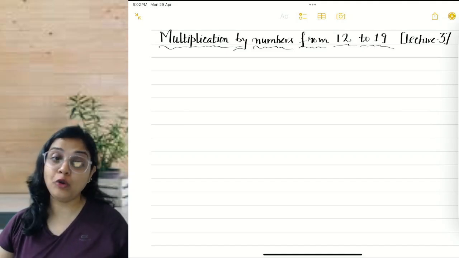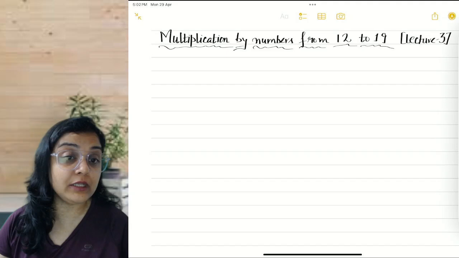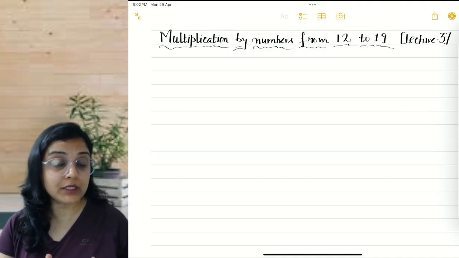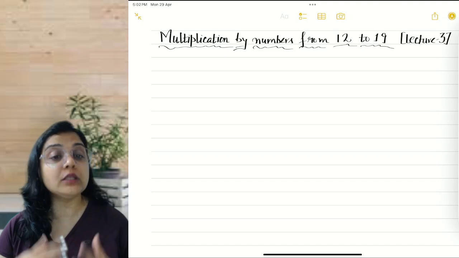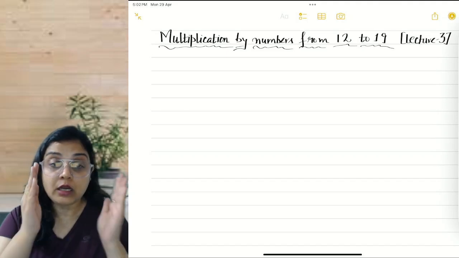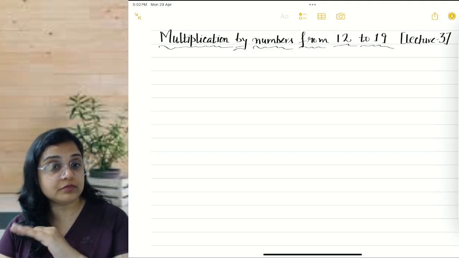Hi, how are you? I hope you are doing great and you have gone through lecture number 1 along with the worksheet, then lecture number 2 along with the worksheet. So today we are proceeding with the third topic under the title of sandwich method.